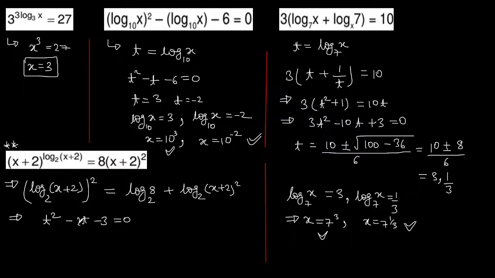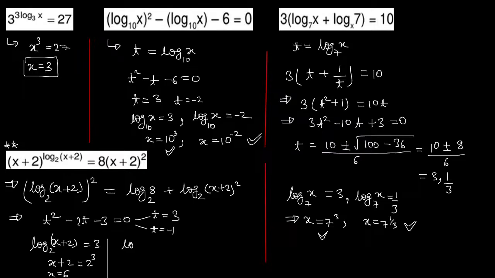So this is 2t. If you try to find the value, we are going to get t equal to 3 and t equal to minus 1. Product of the roots is minus 3. Sum of the roots is minus 2. Yes. And we know that log of x plus 2 base 2 is 3. So x plus 2 is nothing but 2 cube, and x is equal to 6.